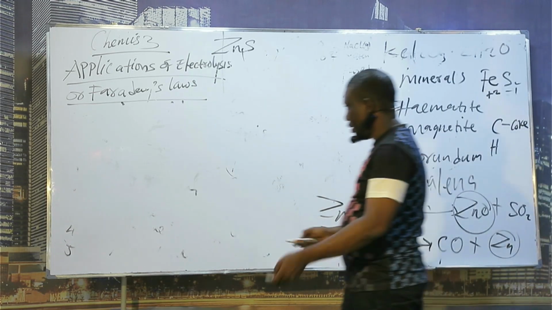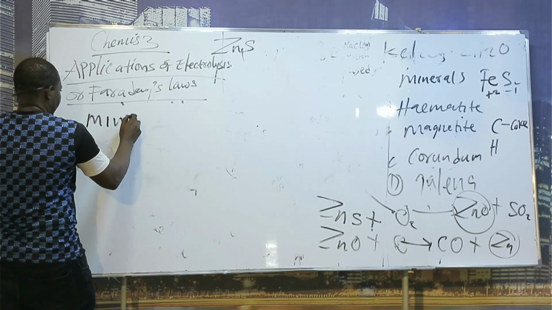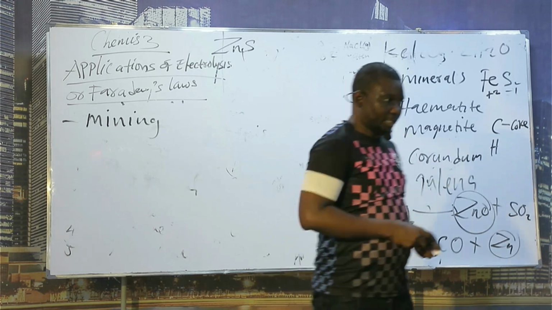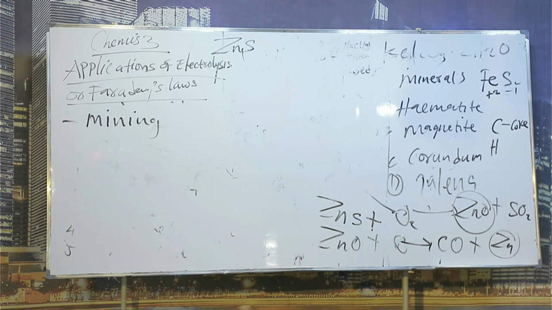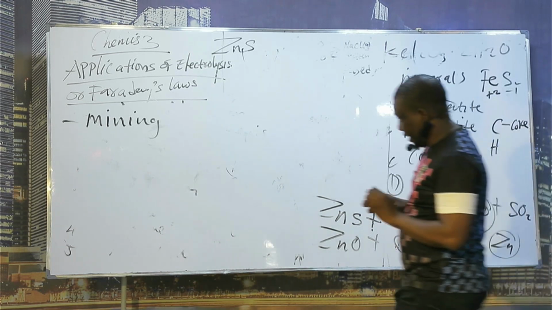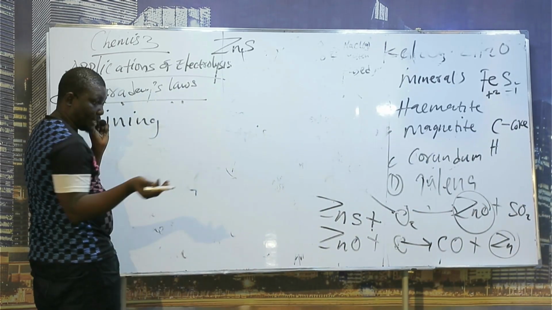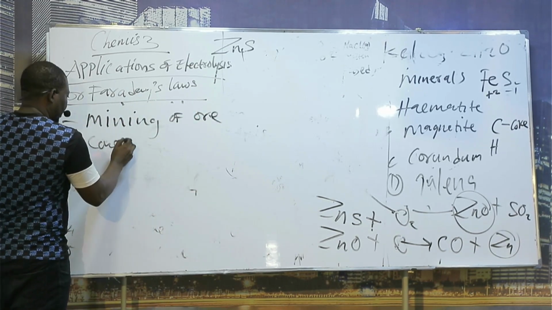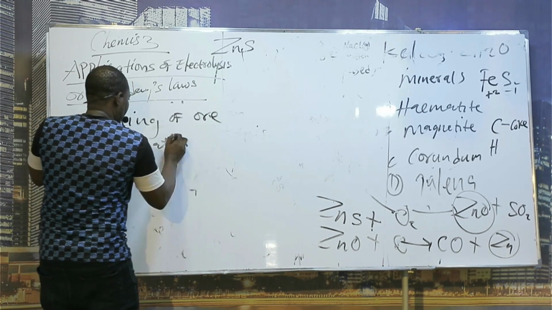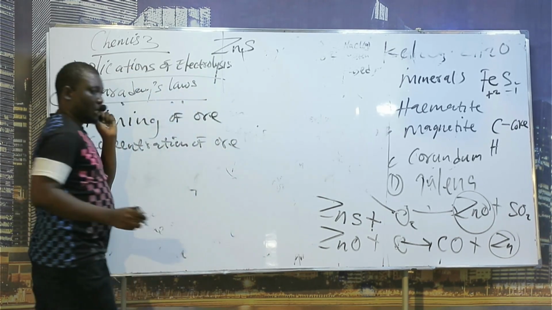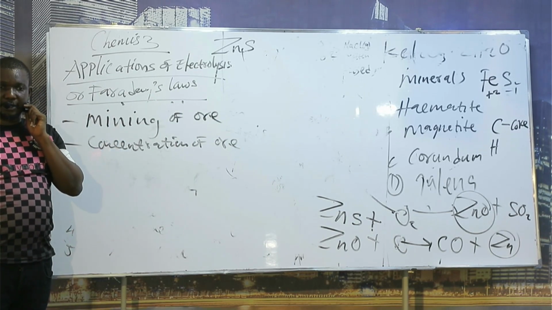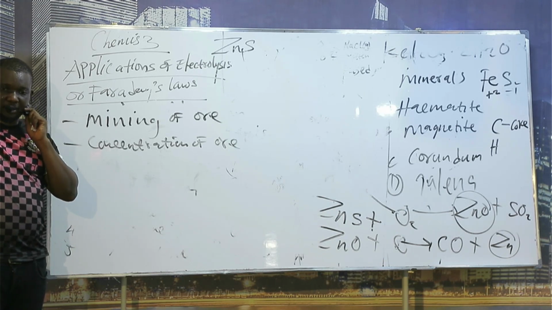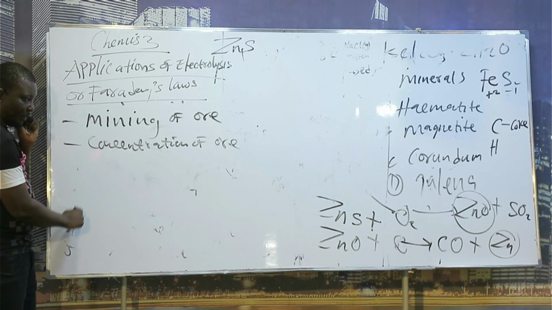Number one. Mining. You get the ore in a mine. Mining not of the metal, but mining of ore. 2 is concentration, concentration of ore. If you go through that short guide, on the last topic, industrial chemistry, biotechnology, you will see where these principles were listed, 5 of them.